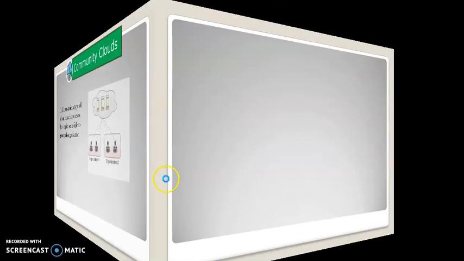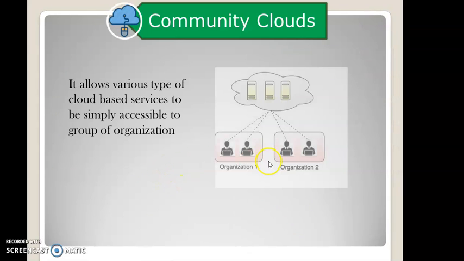You can see in this figure organization 1 and organization 2. These are the communities that are accessing the cloud-based services. So access rights of cloud services are given to a group of people, and that's why the name is given as community cloud. Again, the community cloud has various advantages.